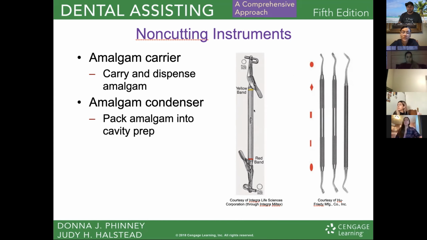So once the dentist places the amalgam using this instrument, the next instrument that you'll hand them is one of these amalgam condensers. And so they'll use this to kind of push or pack that putty-like amalgam into the cavity preparation until the entire cavity preparation is filled up with amalgam.